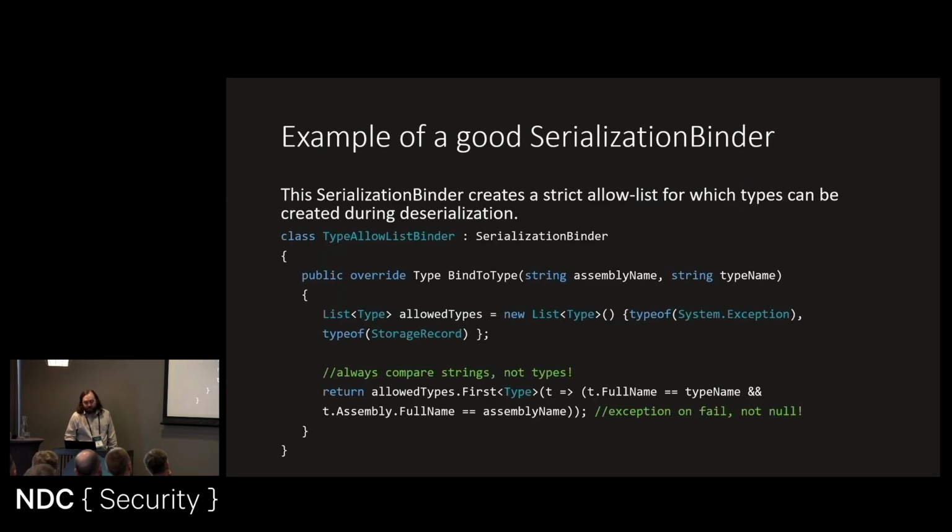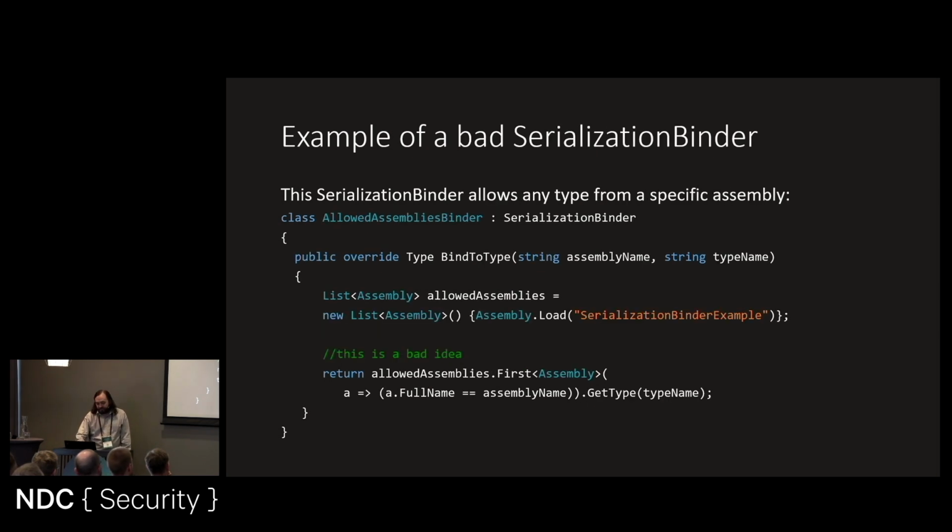So this is the right way to write a serialization binder. This is a strict allow list based off of the strings for type names. And if you run into a type name you don't recognize, it throws an exception. But a lot of times when I see serialization binders in code, they look more like this.